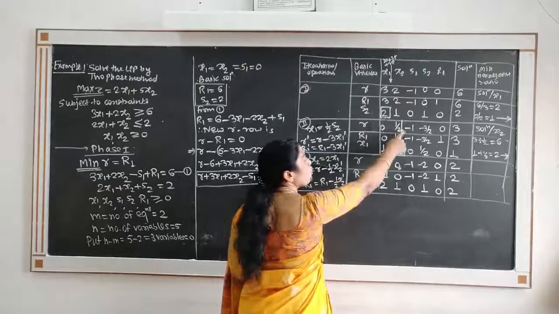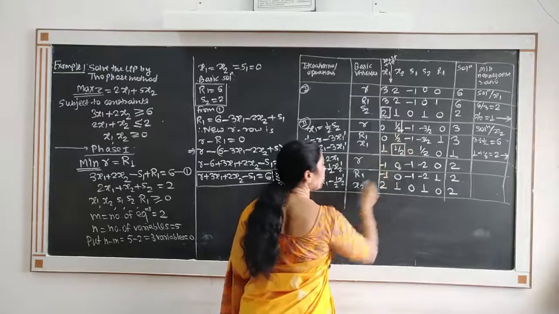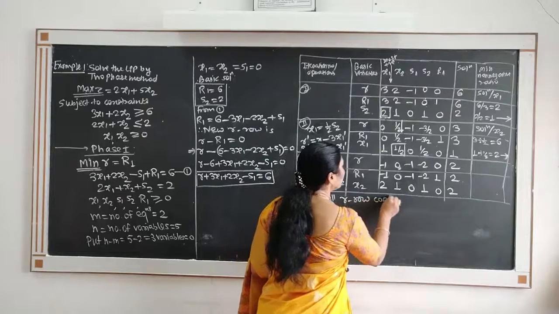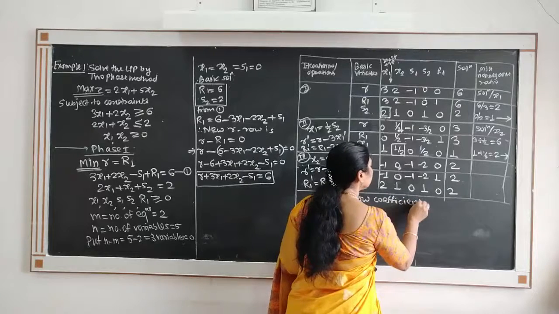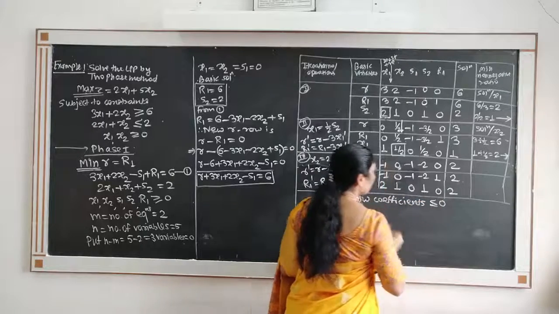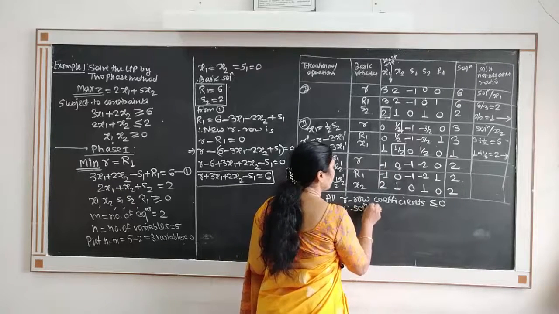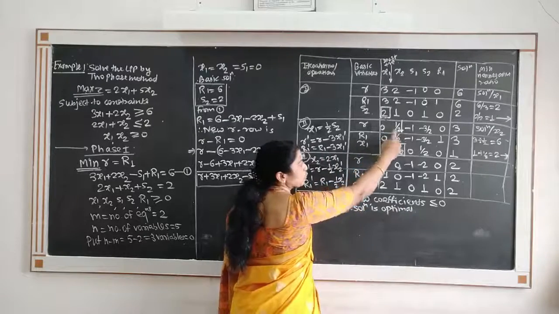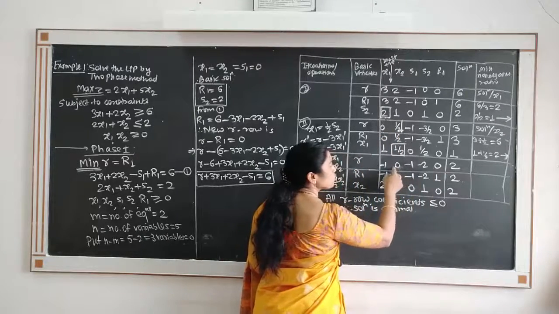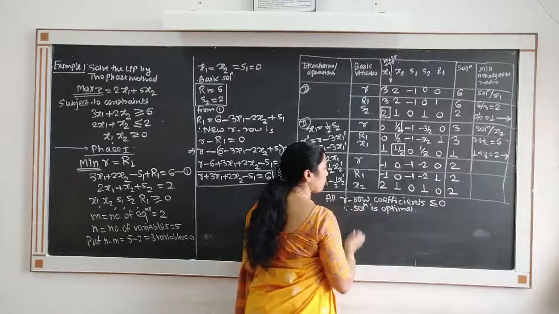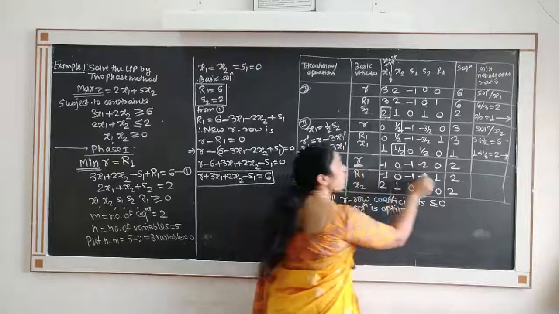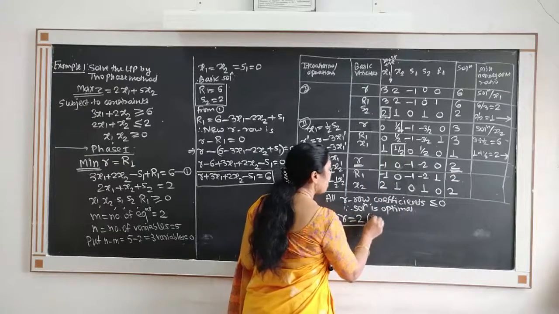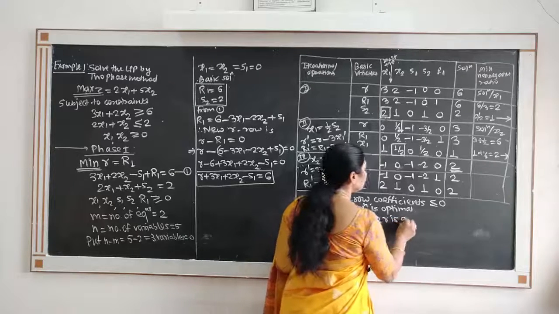Observe that we want most positive, but here all R row coefficients are less than or equal to 0. Therefore, the solution is optimal. When we get an optimal solution, because we want most positive and in this we are not getting most positive, it implies that the solution is optimal. But observe that the value of R is 2. Because the value of R is 2, that is R is at positive level.